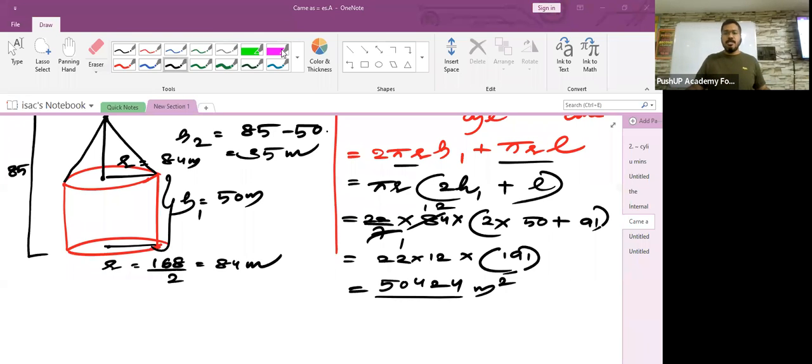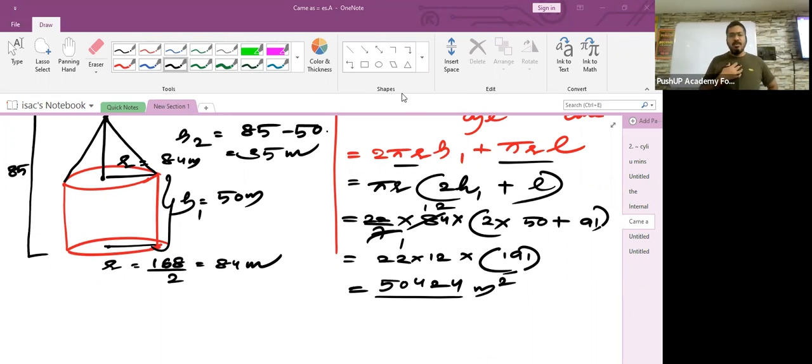Now, pay attention. Shall I throw this on your head? No, right? Pay attention here. 50424 meter square. This is the area of the canvas required to prepare this tent.